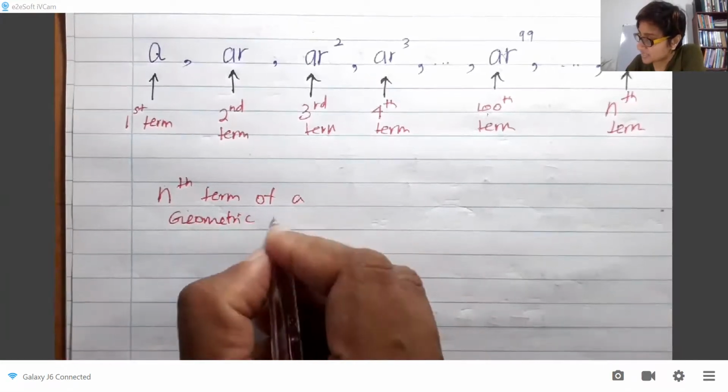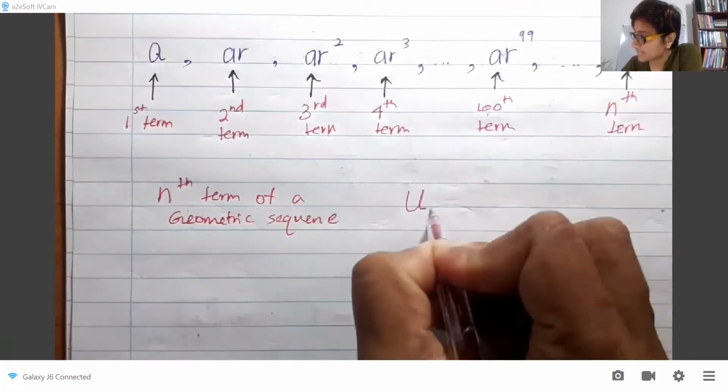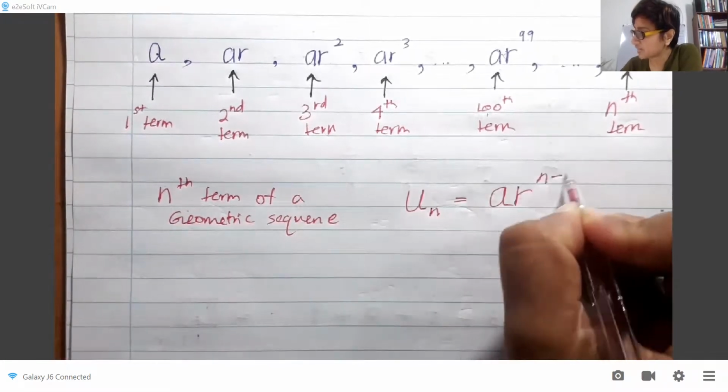Nth term of a geometric sequence, un, is given by the formula a r to the power of n minus 1.